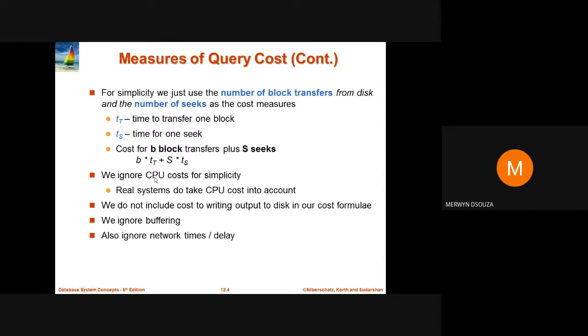In this formula, we ignore the cost of the CPU. Also, we do not include the cost of writing the output to the disk. We ignore the cost of buffering, and we also ignore any network time or delay. So the query cost in a simple formula will be B into TT plus S into TS.